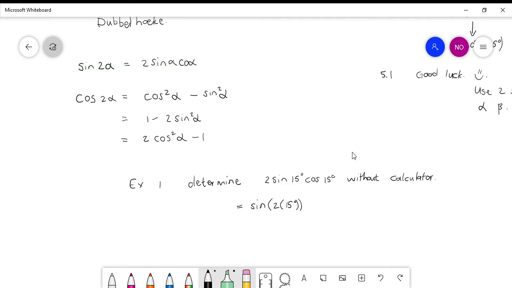What is 2 times 15? And do you agree that is one of your special angles? What is sine of 30? Don't use your calculator, that's the easy one. 1/2.